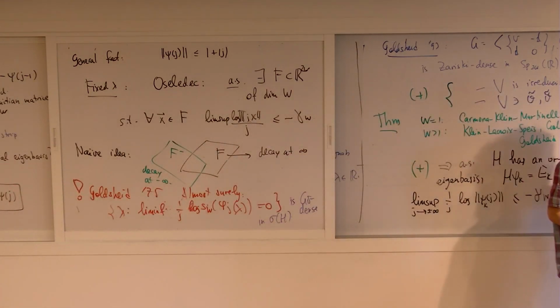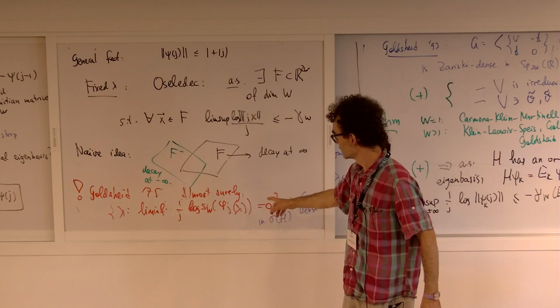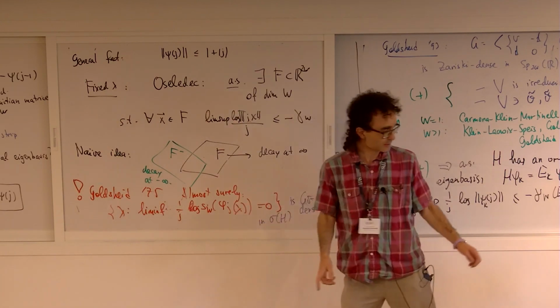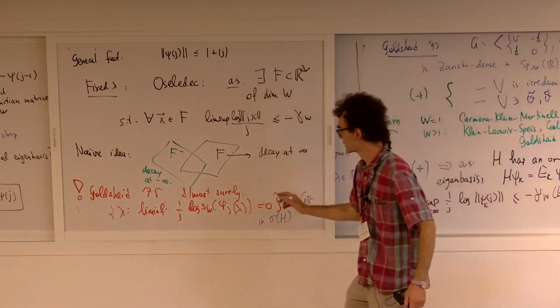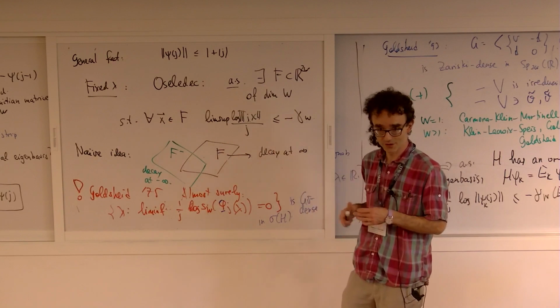Any questions? Pardon? For which model is this, Goldsheid? What is V_j? V_j is the j-step transfer matrix. Yes, for this, yes.